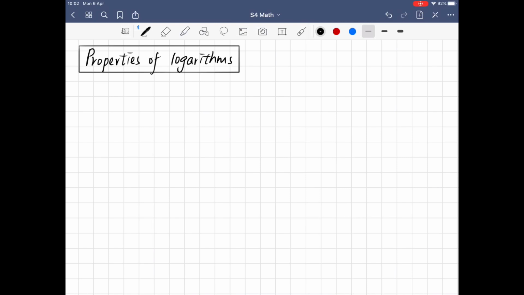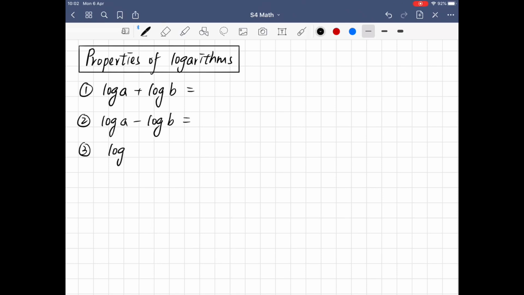Okay, so let's start with question 1. So what is log A plus log B? Okay, and then for question 2, log A minus log B. Okay, for question 3, what is log A to the power n? And for question 4, what is the value of log 10? And question 5, what is the value of log 1?